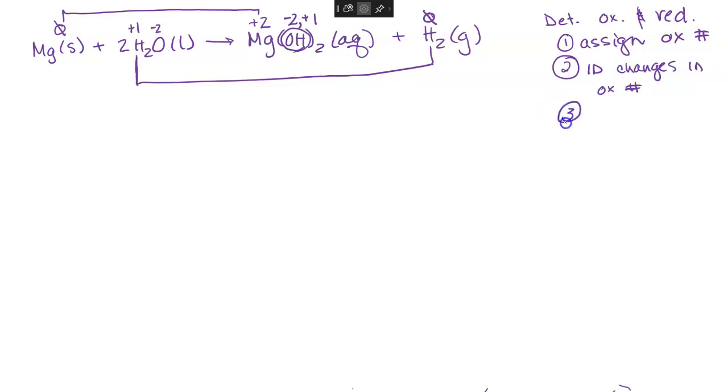Our third is to remember that LEO says GER. Good there? Can you say what it is? Lose electrons, oxidation. Gain electrons, reduction. Alternatively, you can use OIL RIG. Oxidation is loss, reduction is gain. That makes sense? So either one works. So which set, magnesium or hydrogen, are we losing electrons?